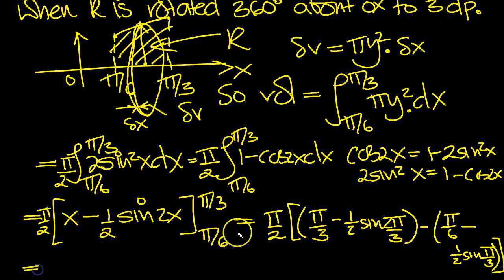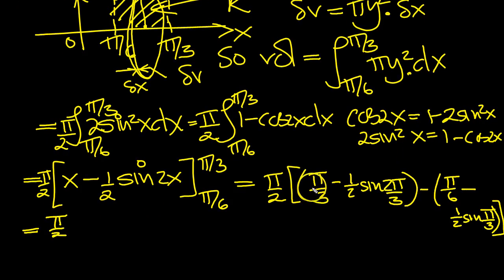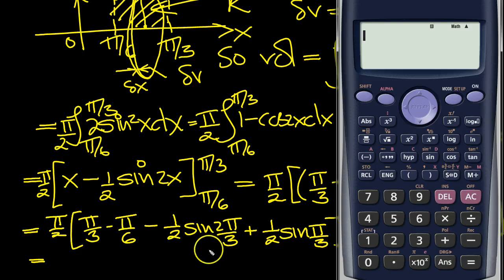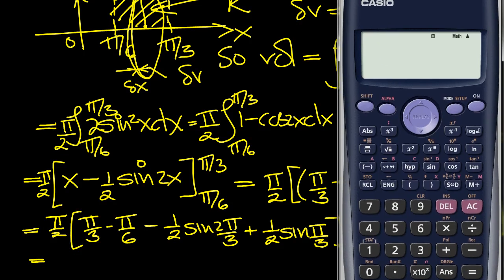So that's equal to then pi over 2. Right, what have we got then? We've got pi over 3 take away pi over 6, and then we've got minus a half sine 2 pi over 3. And then we've got minus this, which is a plus, when we run the minus through the bracket, half sine of pi over 3. So we need to type this in the calculator then. The pi over 3 minus pi over 6, we can work out if we wish. I'm just going to leave it as is for the moment and just work it out.